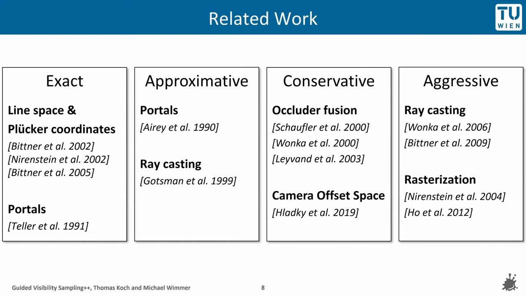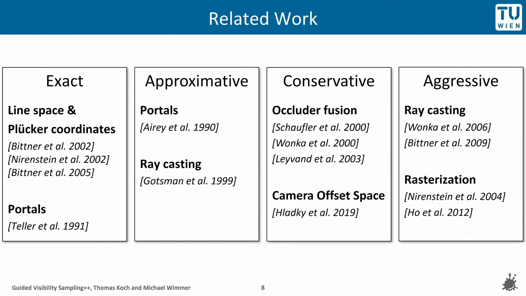Now there's a whole range of different methods for computing such a visibility solution. Exact methods often use line space and Plücker coordinates and also portals. Approximative methods use portals and raycasting. Conservative methods often use the concept of occluder fusion, and recently the concept of a camera offset space has been introduced. Aggressive methods often use raycasting and rasterization. Rasterization methods are prone to miss subpixel triangles, and raycasting methods are typically rather slow.